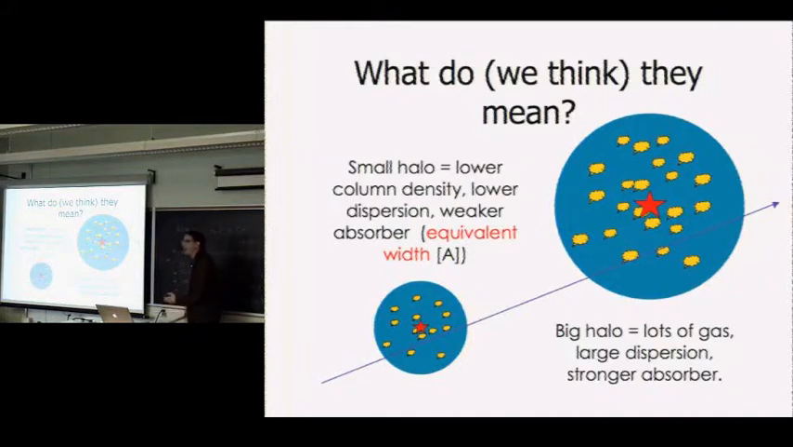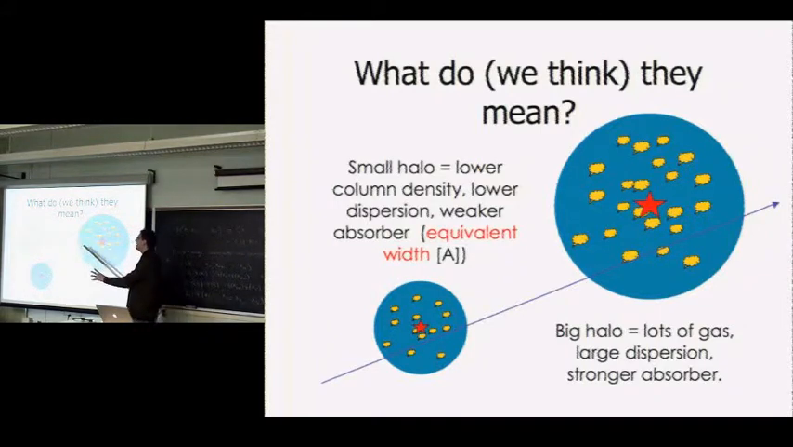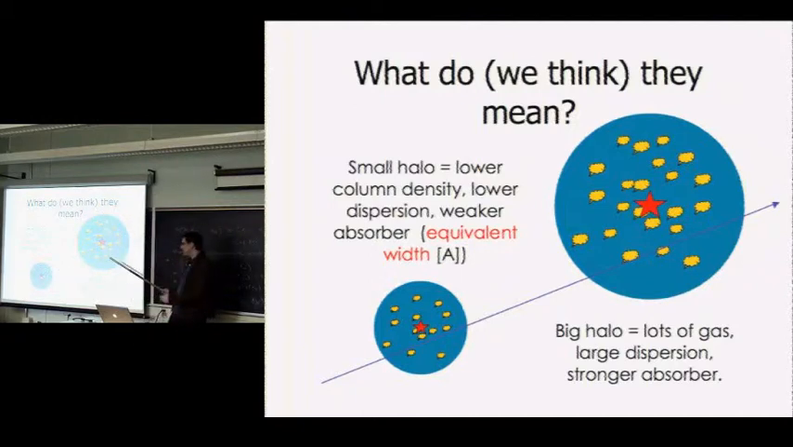So what do we think is going on when we see an absorption in the spectra of a quasar? The canonical idea is if this line of sight passes through a low-mass halo, the halo will have a low column density of gas, a few clouds inside of it, and the velocity dispersion amongst the clouds will be small, so you get a weak absorber measured in terms of its equivalent width in angstroms. If the same line of sight goes through a really big halo, lots of gas, many clouds, large velocity dispersion, you have a very strong absorber. The canonical idea, therefore, is that equivalent width correlates with halo mass. It's a probe of the potential well depth in which the gas sits. That's the idea.